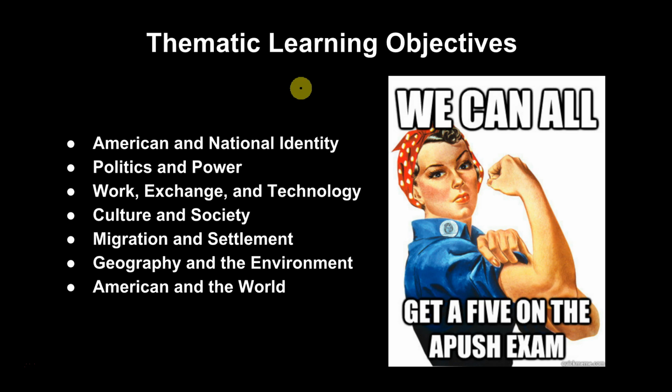So like you look at the Louisiana Purchase, for instance, that would go under migration and settlement. The Constitution of the United States and the creation of that might be American and national identity, but also politics and power. And again, speaking about the Louisiana Purchase, in addition to migration and settlement, that could also be geography and the environment as well. So all of the content that we learn will fall under these thematic learning objectives.